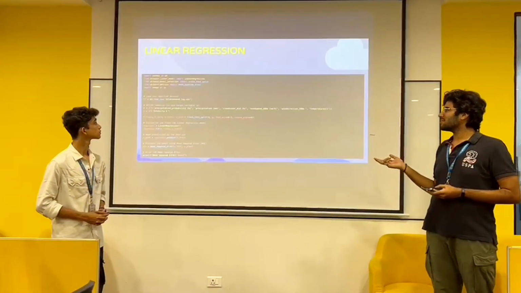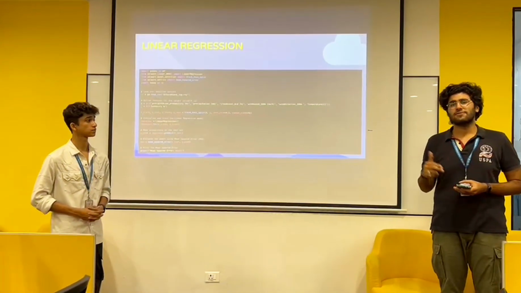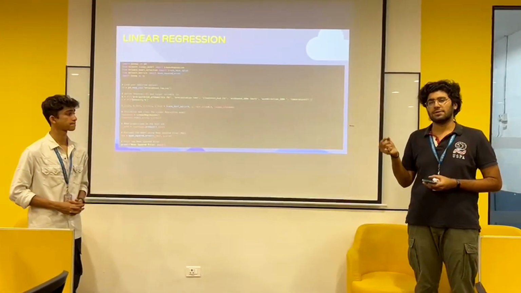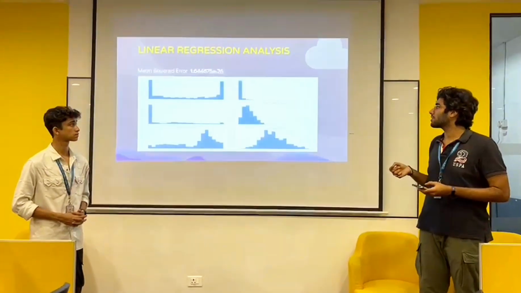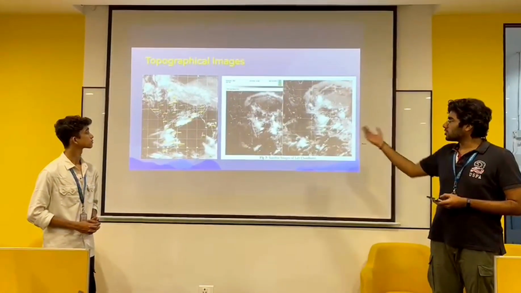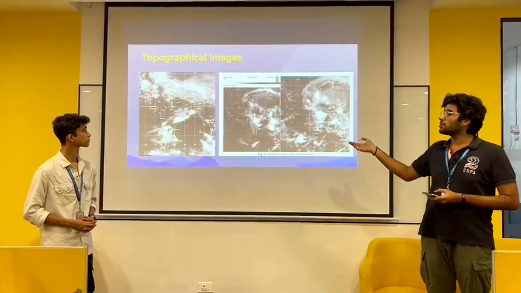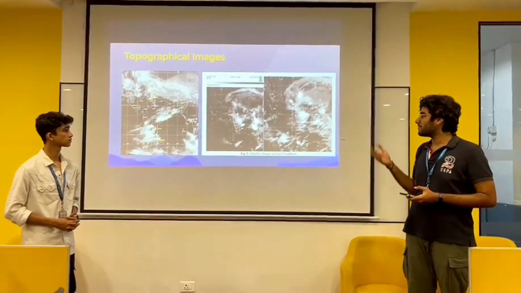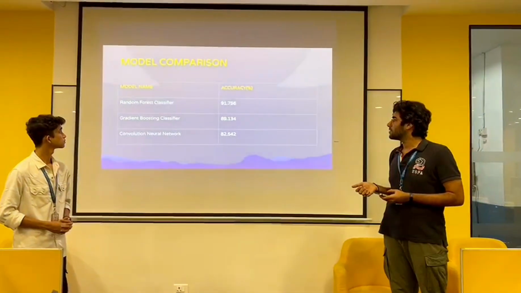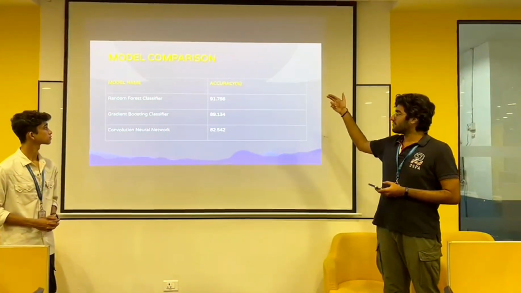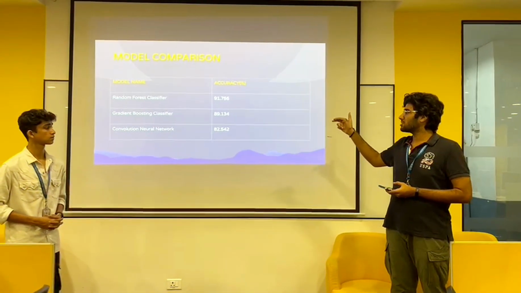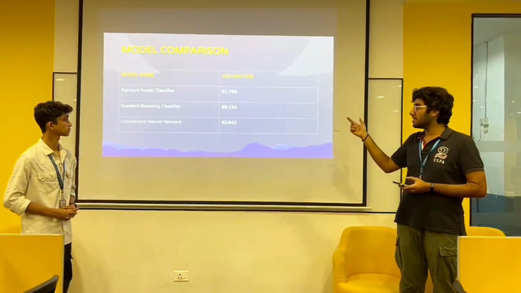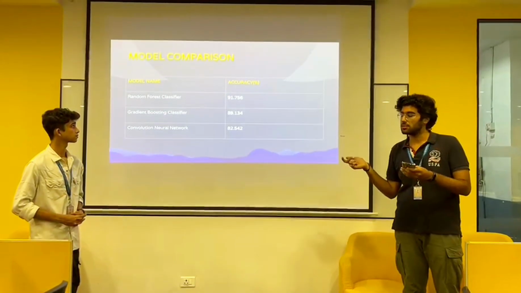Linear regression was used as a tool to predict whether the cloudburst will happen or not. 0 stands for the cloudburst will not happen, and 1 stands for it will happen. These are the topographical images which our CNN model would have used for training, but at the current time we didn't have the images to use. And these are the final accuracies of 3 of the models that we used. Random forest had 91%, gradient boosting had 89%, and CNN had 82%.